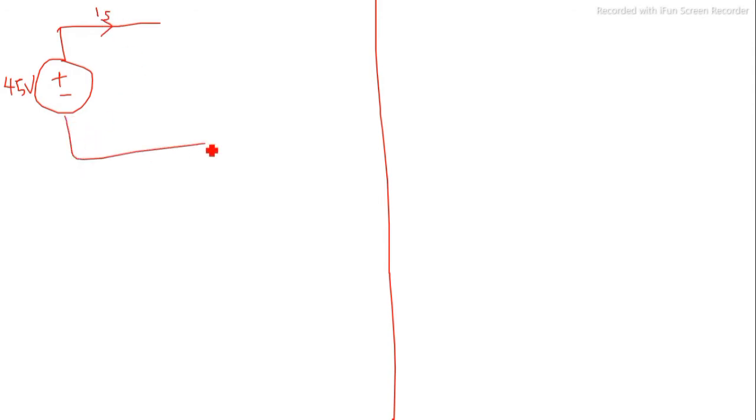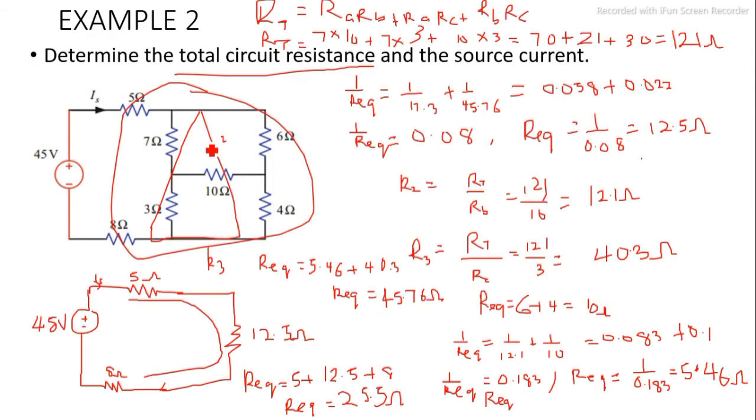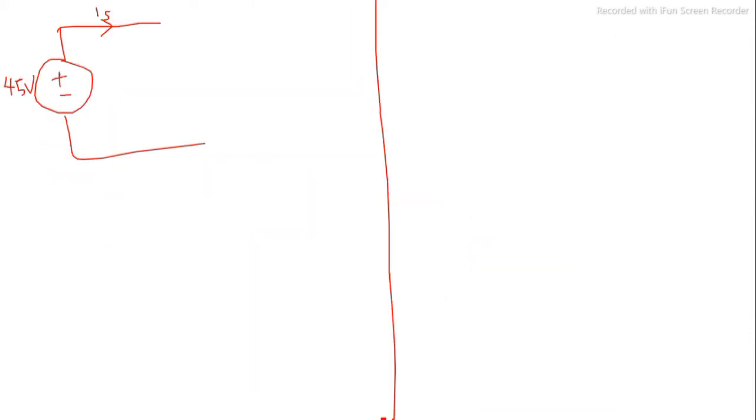Then note, we've calculated all this as our R equivalent, this 25.5. So instead of that, we're going to have all of that replaced with what? R equivalent, which is 25.5 ohms. So we have to calculate our I source.